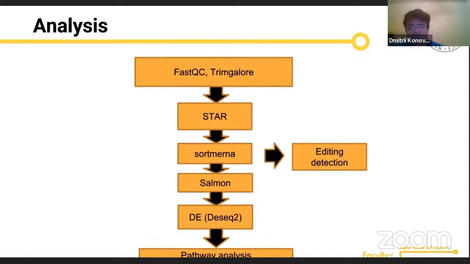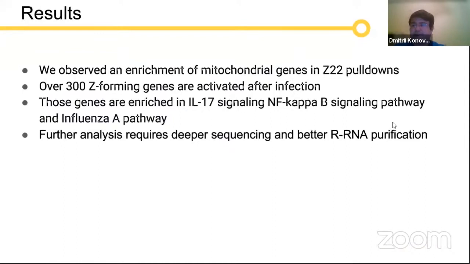And what about the results of this analysis? They are not published yet, so I would not go into details. But in brief, we observed enrichment of mitochondrial genes in Z22 pull-downs. We observed that over 300 Z-forming genes are activated after infection, and those genes are enriched in the interleukin 17 signaling pathway, NF-kB pathway, and not surprisingly, the influenza A pathway.